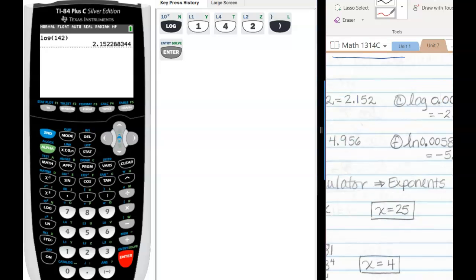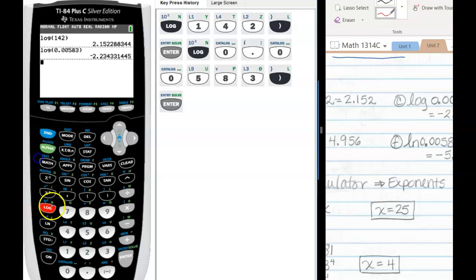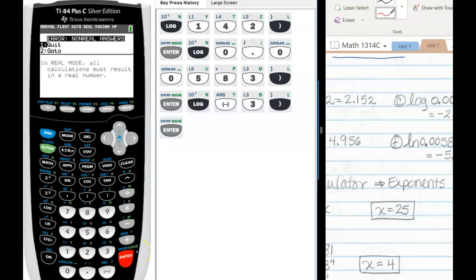And then the last one is if we want to find the log of 0.00583, close my parentheses and push enter, and we'll find our value of negative 2.234. Remember that our domain for log is 0 to infinity. So if I try to take the log of a negative number, we're going to see that we should have an error for that value because it's not in the domain.